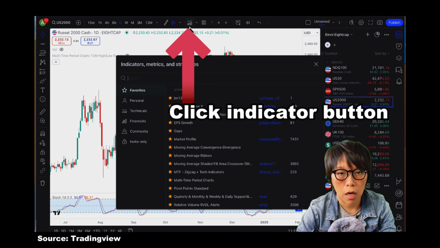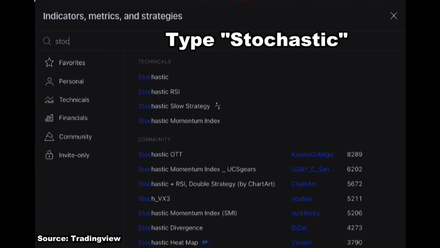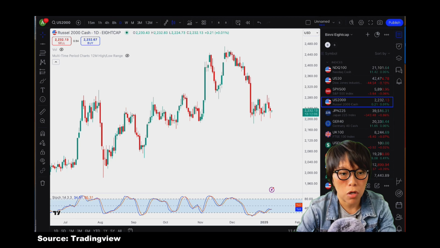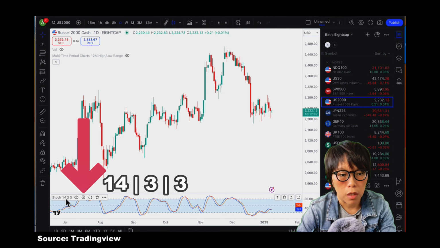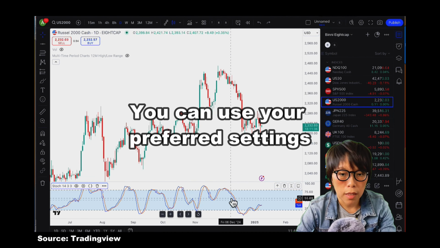This is the chart where you click to add your indicator. Click on stochastic, and then it should appear on your chart. The setting I have for the stochastic is 14, 3, 3. You can click the wheel icon here. Should you want to use other settings, it is fine.